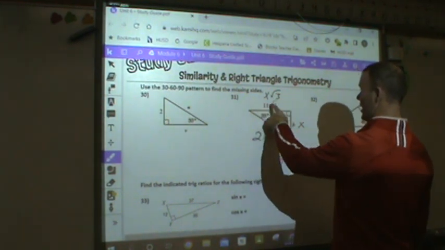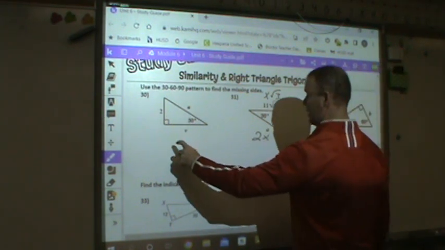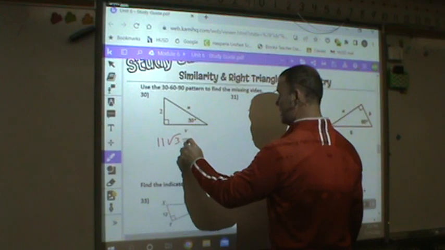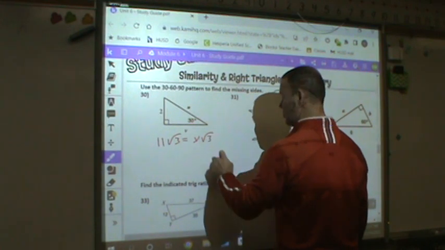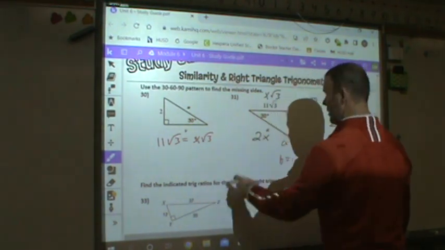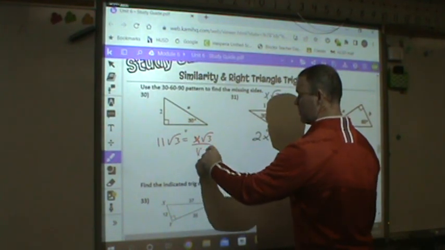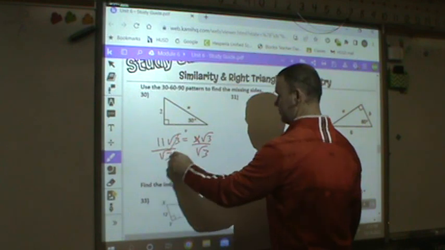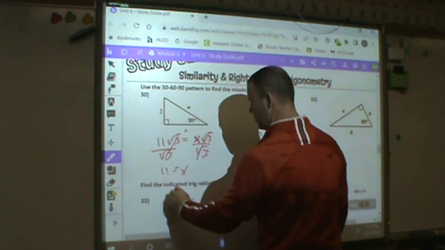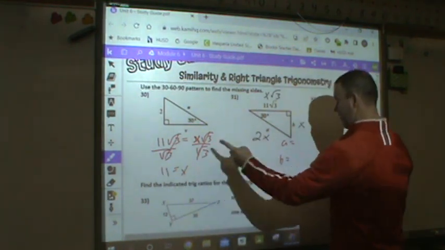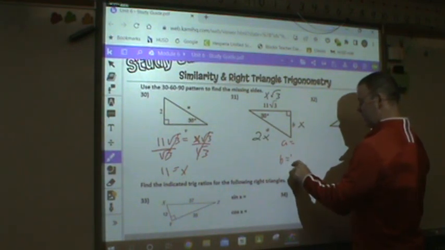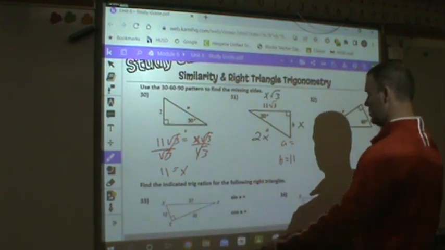I do know the long leg is 11 root 3, and 11 root 3 is equal to x times the square root of 3. Right? Think about that. They're equal to each other. So if they're equal to each other, I'm going to set them equal to each other, and I'm going to solve for x. X is equal to 11. All right? If x is equal to 11, b is equal to 11. X and b are the same.